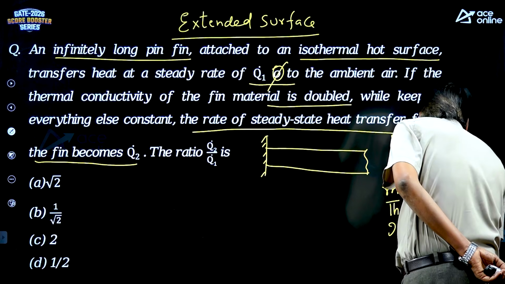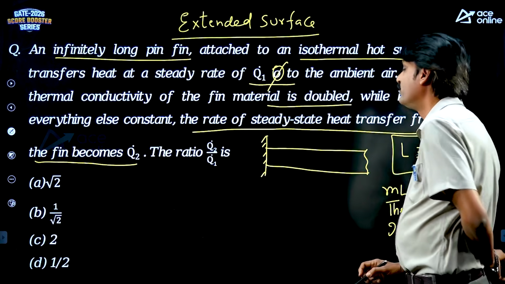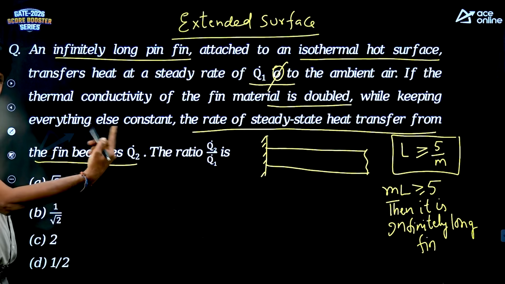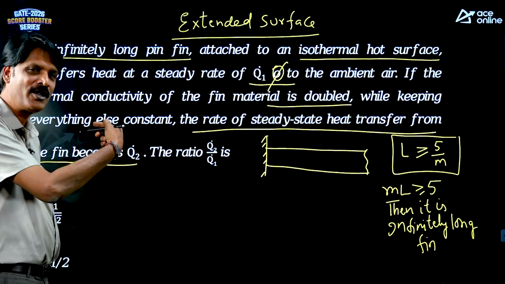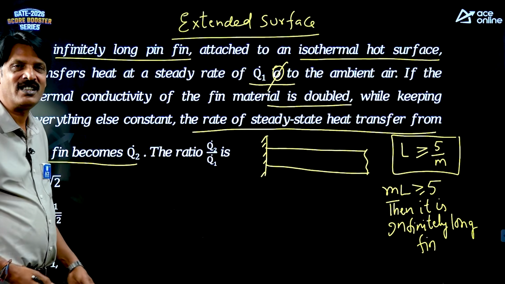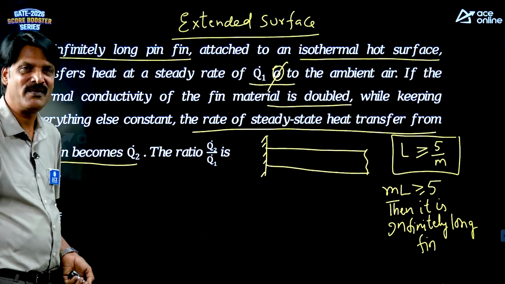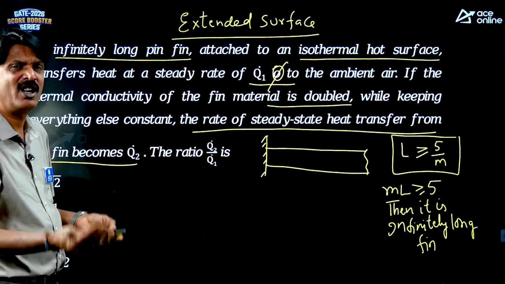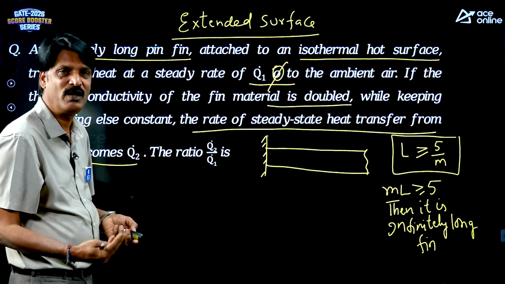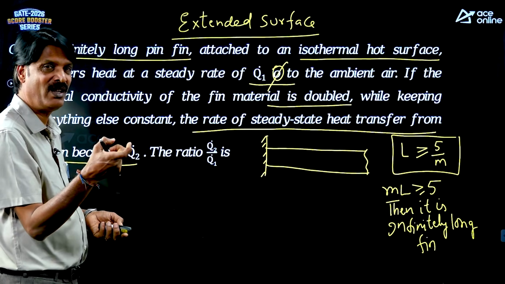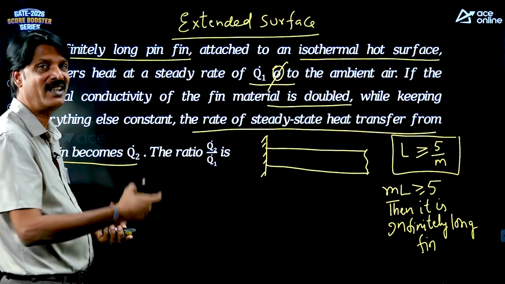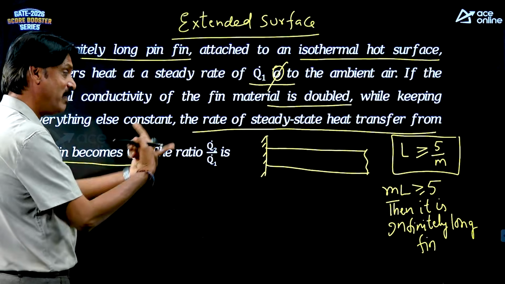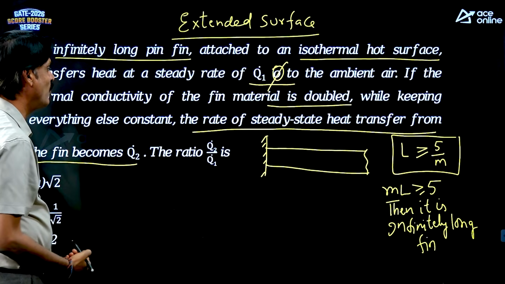This is an infinitely long fin. So, that is one point you should understand. A score booster session should tell you that if length is not defined or if length is infinity, then it is an infinitely long fin, accepted. But what is the limiting length beyond which you assume it to be a short fin? The fin factor, m into L, the product of m into L should be greater than or equal to 5. So, that can be another question for infinitely long.